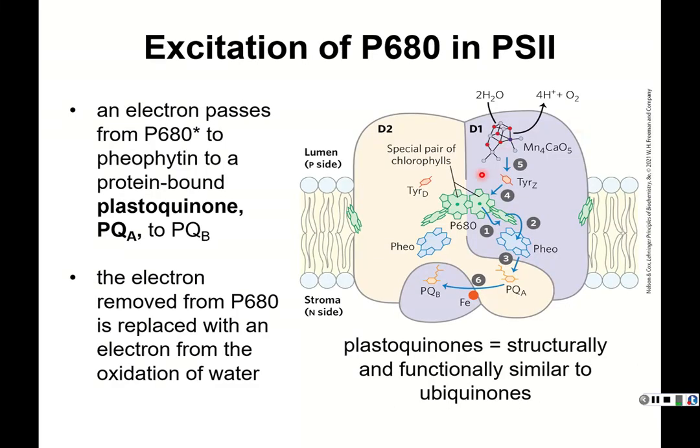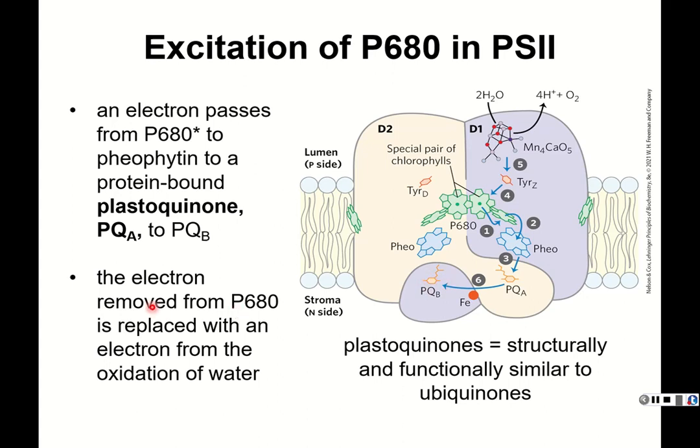So now if we look in a little bit more detail at what these electron acceptors actually are, we start with that P680. You have an electron passed from the excited P680 to what's known as pheophytin. You probably don't care that you know that term, pheophytin. But then that pheophytin donates to plastoquinone. And that's the important one to remember, plastoquinone. So you have plastoquinone A and plastoquinone B.